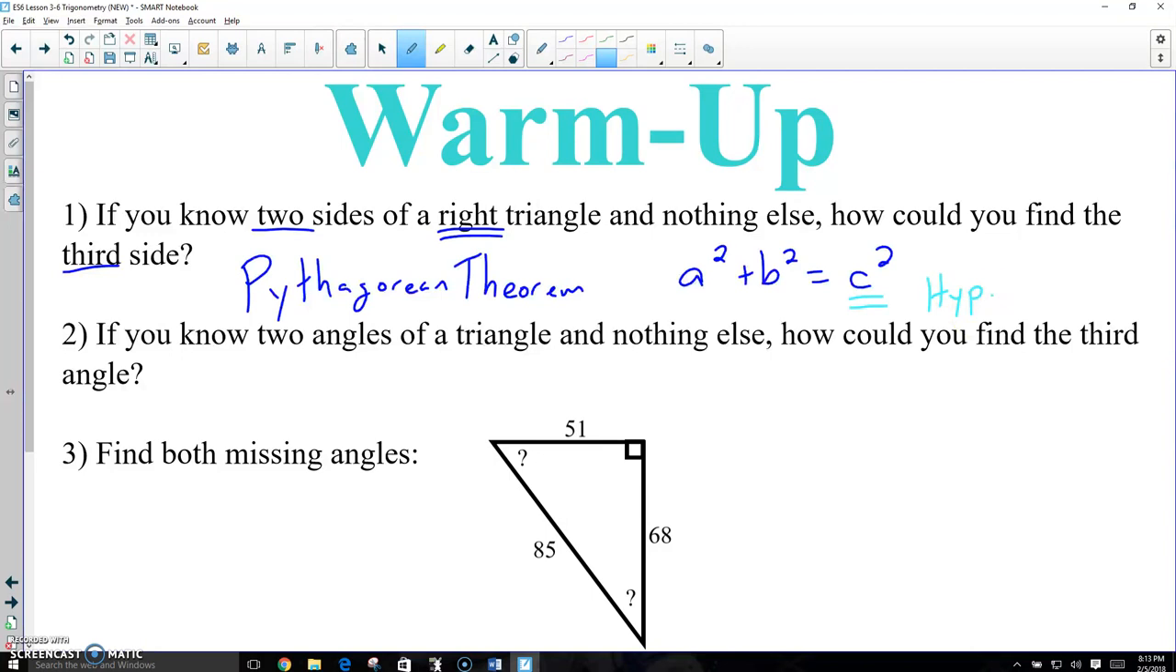Number two, if you know two angles of a triangle and nothing else, how can you find the third angle? Well, we would take 180 minus the sum of those two angles. Let's just call them A and B. So we would add those two angles together and then subtract it from 180.